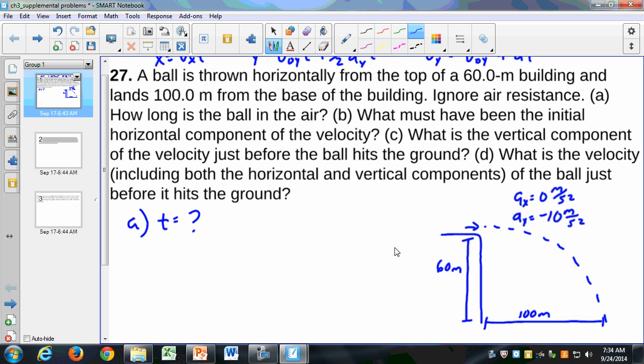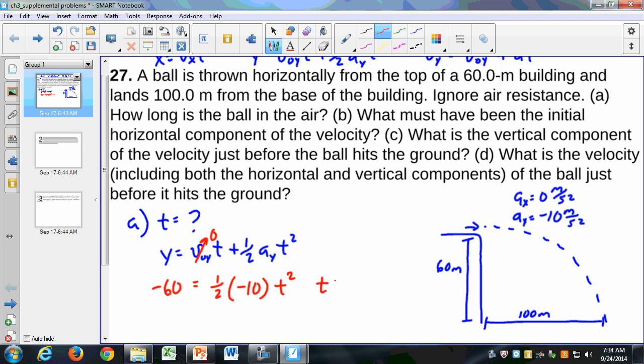3.5 is right. So I just say that y equals v naught y t plus 1/2 a y t squared. This is made easier because v naught y is equal to 0, because all of my velocity, it says, is horizontal. And so I have negative 60 equals 1/2 of negative 10 times t squared. And I solved that for t, and as Jay said, it's 3.5 seconds. So that's my total time in the air.